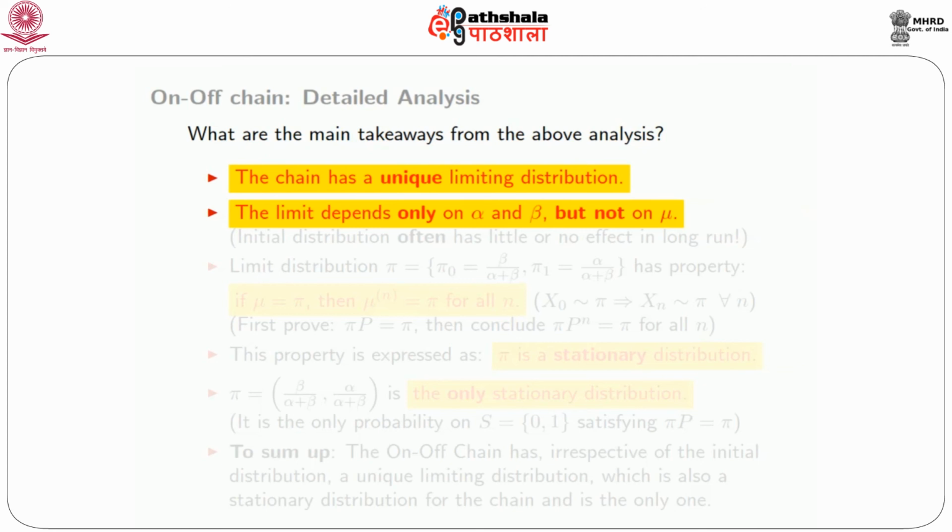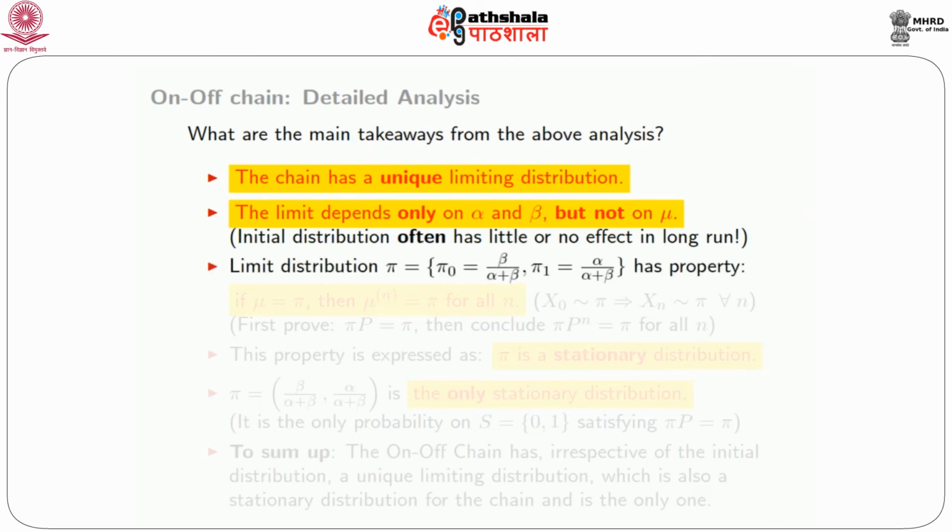So the limit ultimately depends only on alpha and beta, and somehow surprisingly, the dependence on mu is gone. The initial distribution, that is gone. This is not so surprising anyway, because as we will see later, initial distribution often has very little or no effect in the long run.